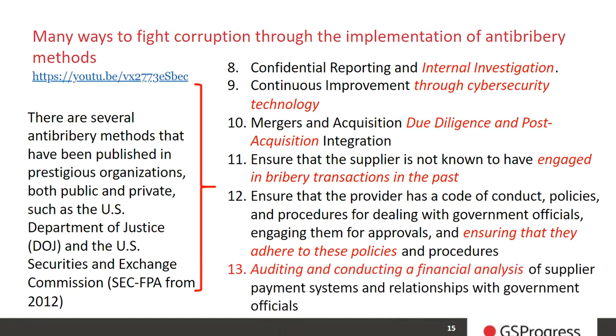And quarterly, or you define the frequency, auditing and conducting financial analysis of the suppliers, the payment system, and the relation with the government and officials. And it's not just financial analysis of the vendors. You have to do it too for any internal bonus that you give to the internal personnel. You have to check if he really won this reward properly.